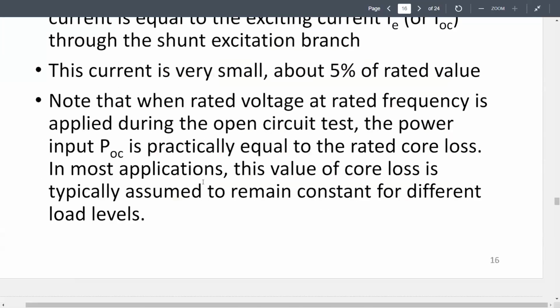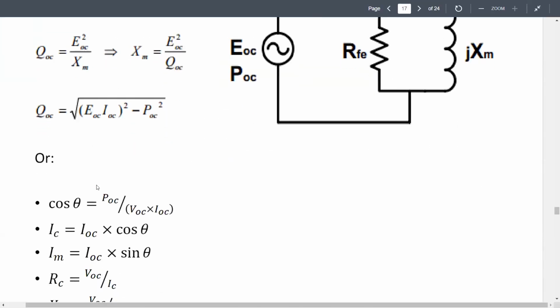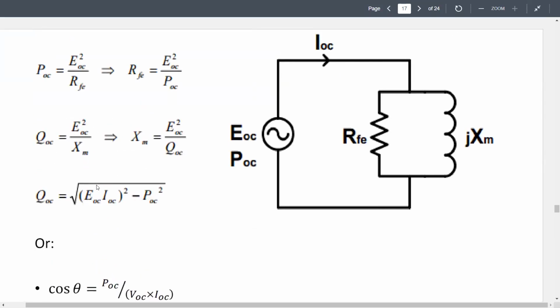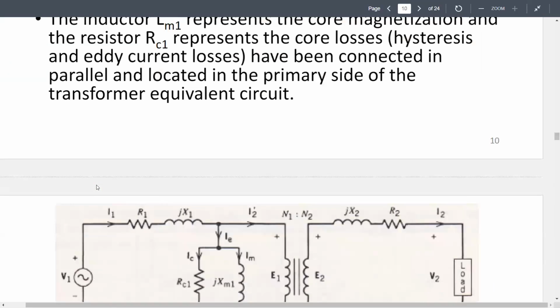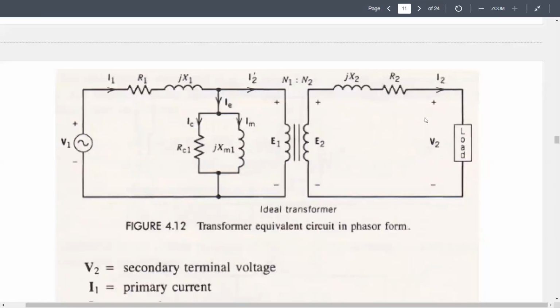So, with the help of these sets of equations, we'll be calculating other components of this transformer. It is to be mentioned that when we open the secondary side, it could be low voltage or high voltage, it doesn't really matter. If we open this secondary side, there will not be any current. So I2 will be 0. In that case, this I2 prime will also be 0. So there will be no current circulating on the secondary side.